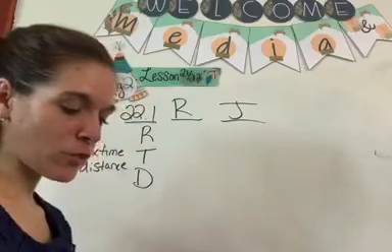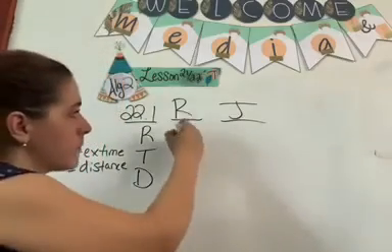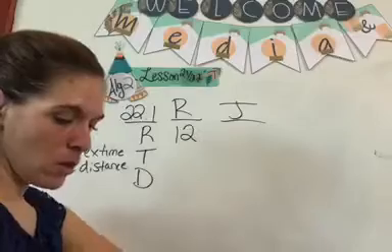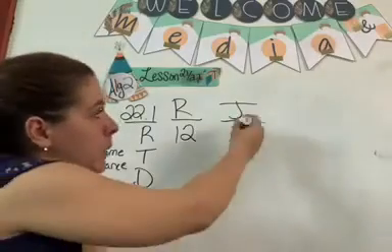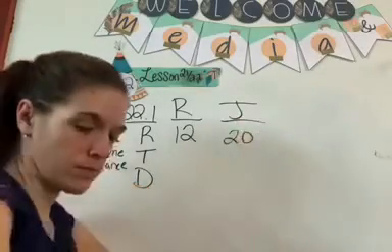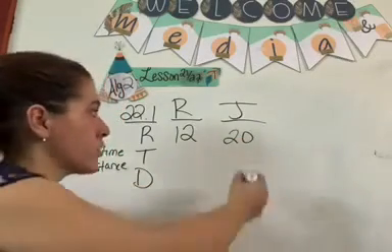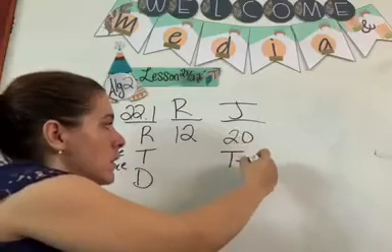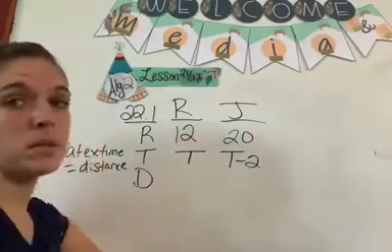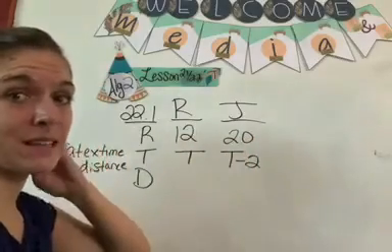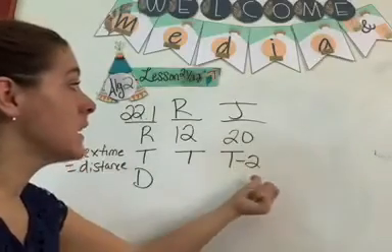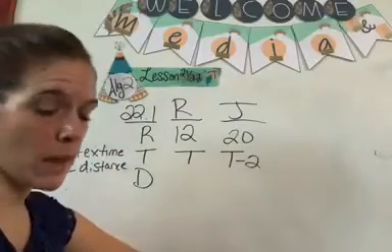Roger traveled at 12 miles per hour. That's his rate. Judy traveled at 20 miles per hour. That's her rate. So her time was 2 hours less than Roger's. So her time is 2 hours less than his time. I don't put any subscripts, I don't put any little letters, I just put that time and time minus 2. Okay?